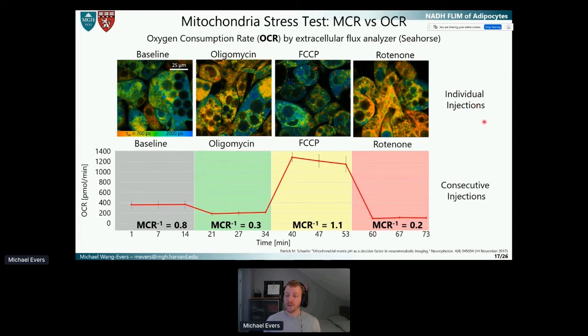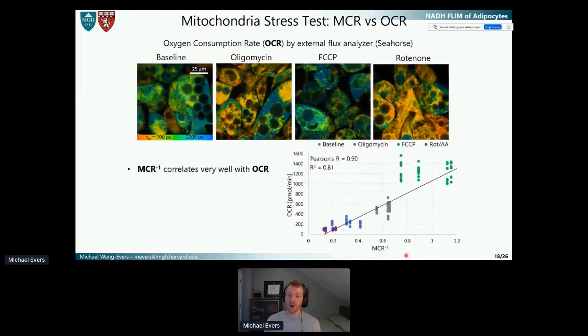For the FLIM images, we did individual injections, while with the seahorse analyzer or the extracellular flux analyzer, you usually do consecutive injections. And there's a good publication from Patrick Schaefer about this, explaining why. However, what we wanted to show is, and what we were very happy, that we have a very nice correlation of the MCR value with the oxygen consumption rate.